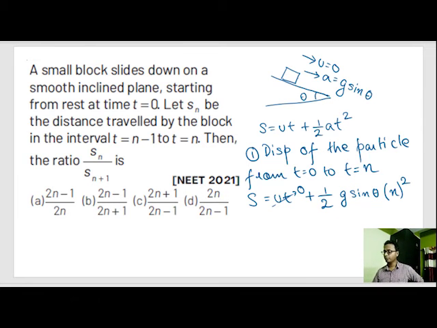You understood how u became 0? U is the initial velocity, which is equal to 0. So let me write it properly.